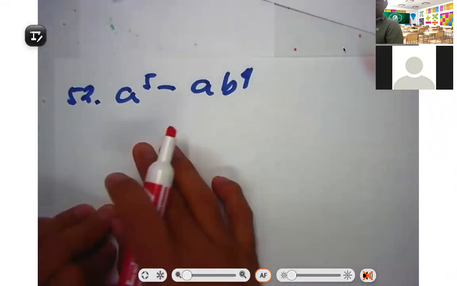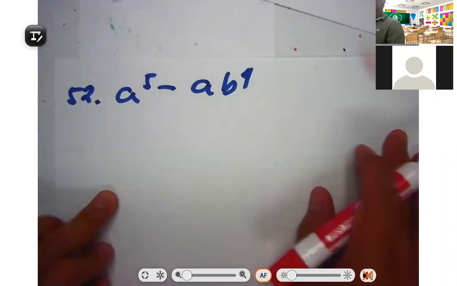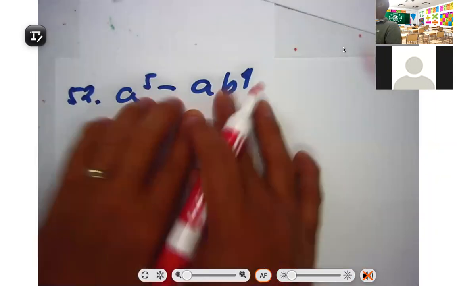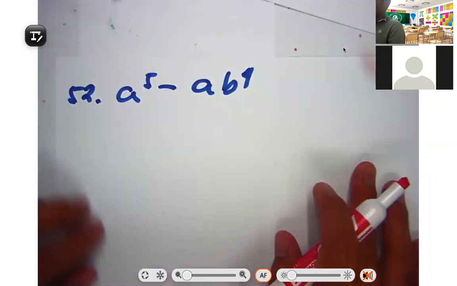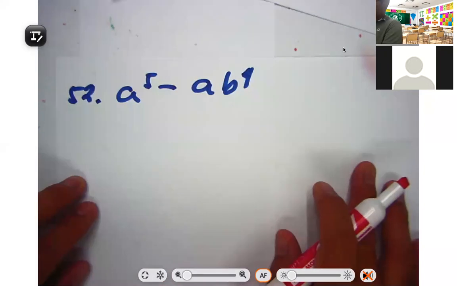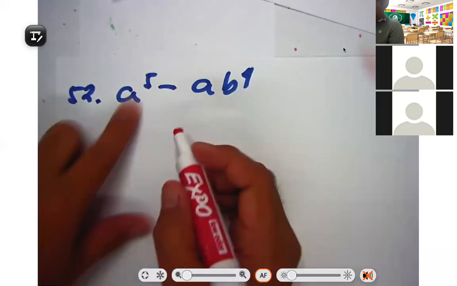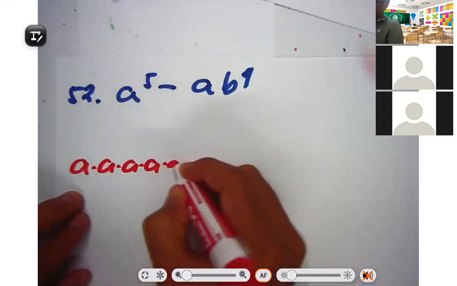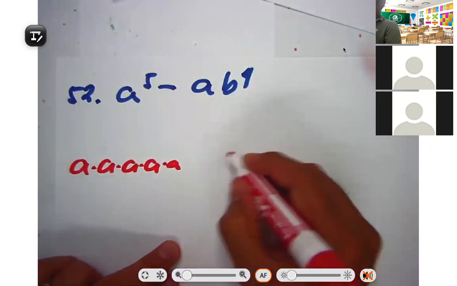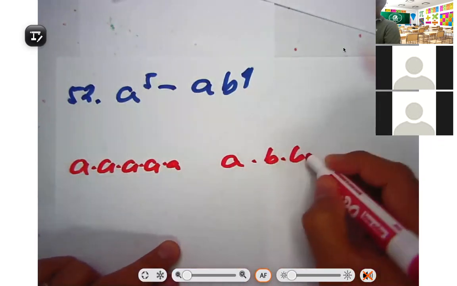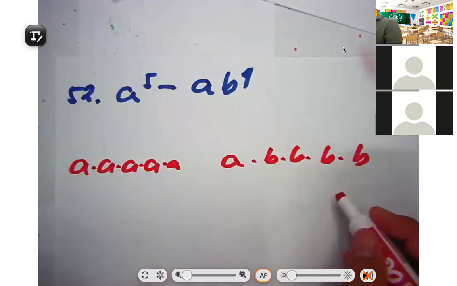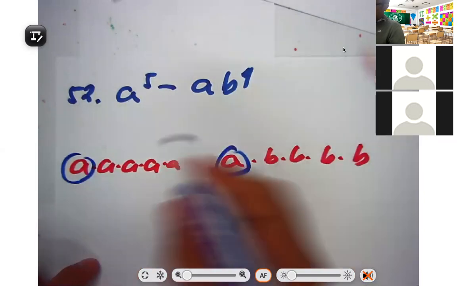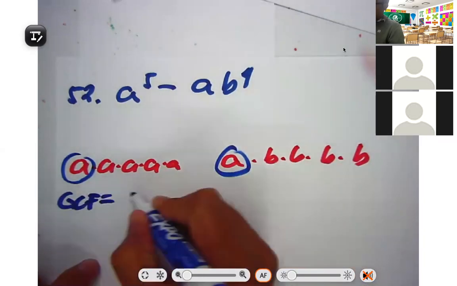Let's find the GCF of this. You know that 5 is not a perfect square, so that means we cannot simply use the difference of squares immediately. But if we find the GCF, let's see, for a raised to 5, your factors are 5 a's. Then ab raised to 4, you have 1 a and then 4 b's. Now, how many a's are common? Only one a. So our GCF here is equal to a.